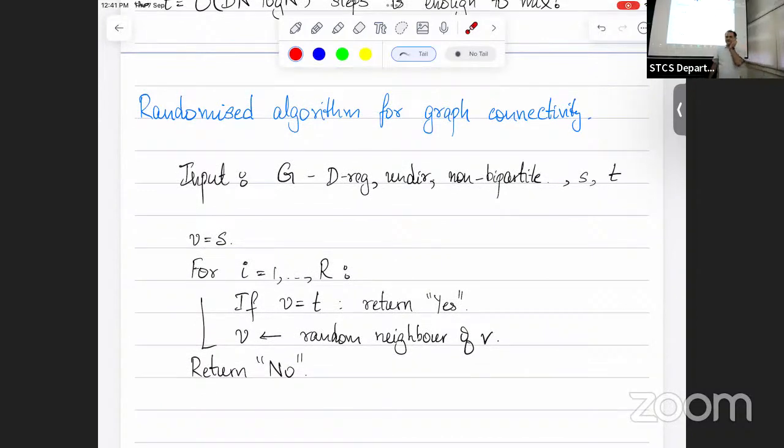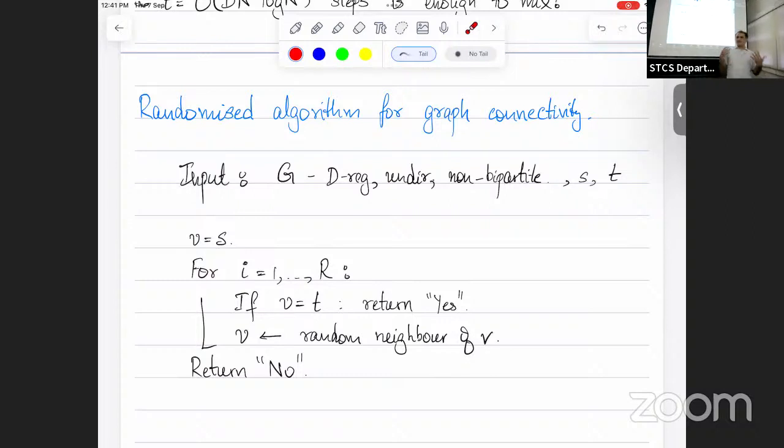algorithm for graph connectivity. I'm going to make life simple and deal with the following situation where you have a d-regular undirected graph, and let's say you promise that it's not bipartite, just so that I can apply the above statement. Okay, and you're given two vertices S and T. Again, I want to know is S and T connected in this graph or not.